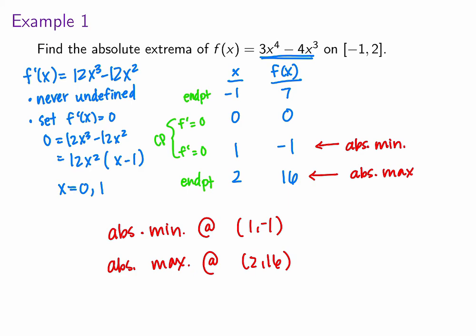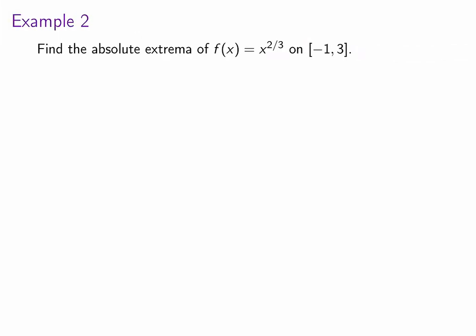Okay. All right, let's do another one. So again, we want to find the absolute extrema. We'll start by taking a derivative. So here our derivative would be 2/3 x to the -1/3.